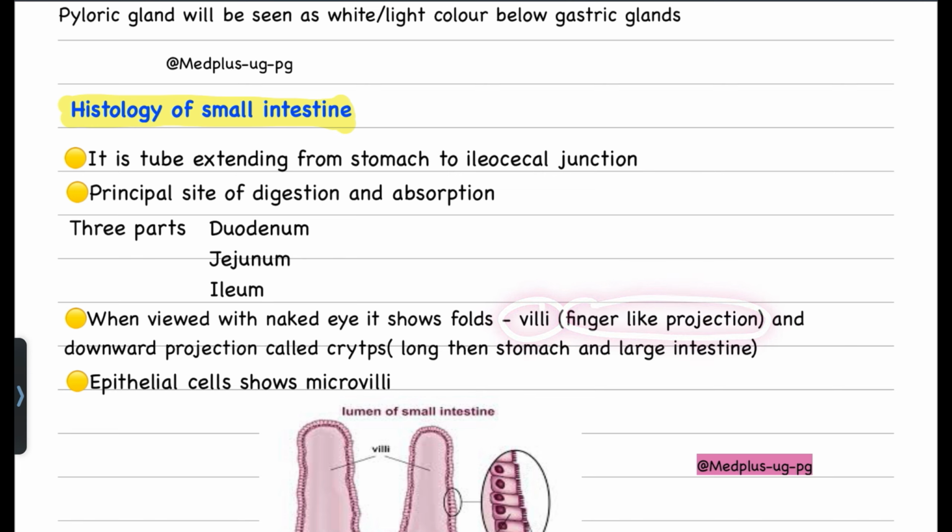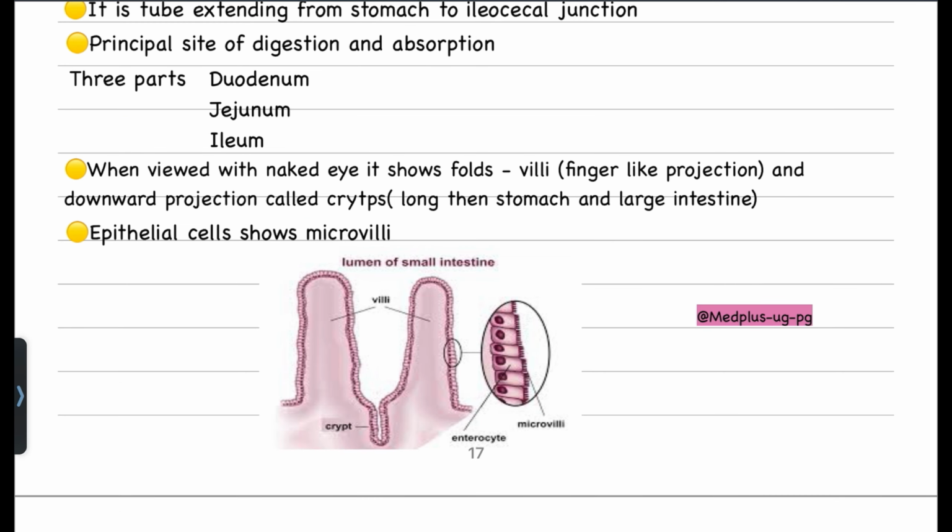In the stomach we saw rugae, which are seen with the naked eye. In the intestine we can see villi. The downward projections into the lamina propria are called crypts. These are longer than in the stomach and large intestine.